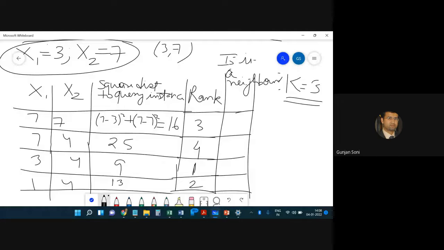So is it a neighbor? Yes, this is a neighbor because k is equal to 3. Is 4 a neighbor? No, because k is equal to 3. That is the first three closest points I'm taking. This is a neighbor, yes. And is this a neighbor?